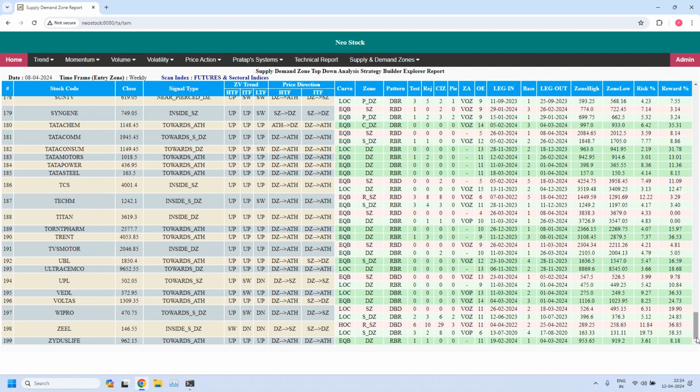So this is the complete list of all the stocks having weekly demand zones and supply zones. Hope this information will be useful to you for your further study and analysis.